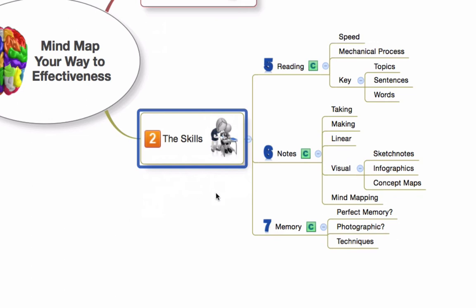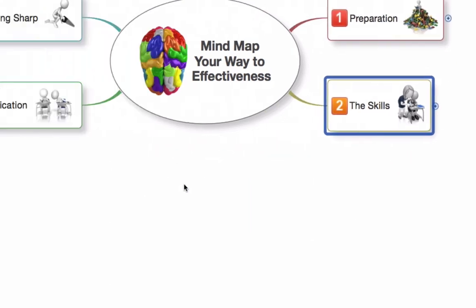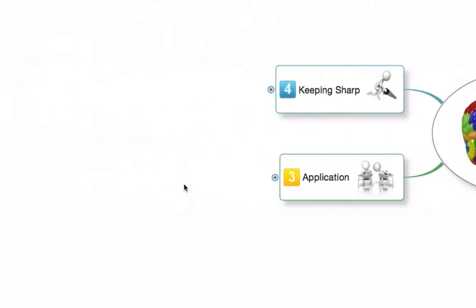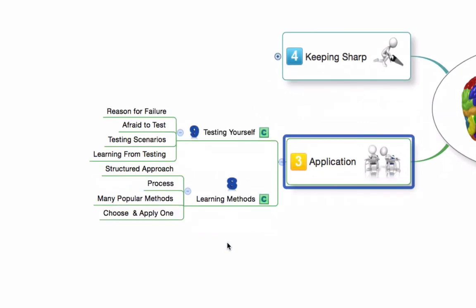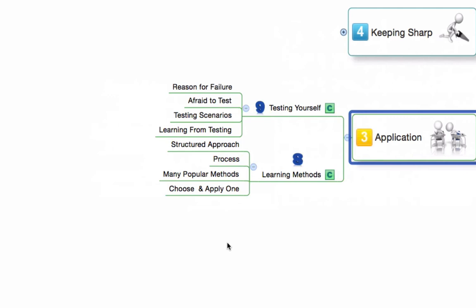So those are the skills that I think you need to be able to learn faster and easier. Now, once you believe that you have a certain competency in those skills, the next step is to apply. One way of applying it is the first step of getting information into your brain, and that is by using certain learning methods. You need some kind of structured approach, and there are many popular methods. Choose whichever one you want and try them and use them.